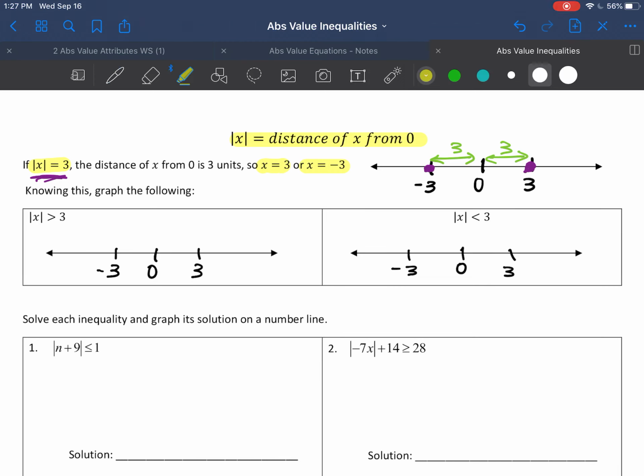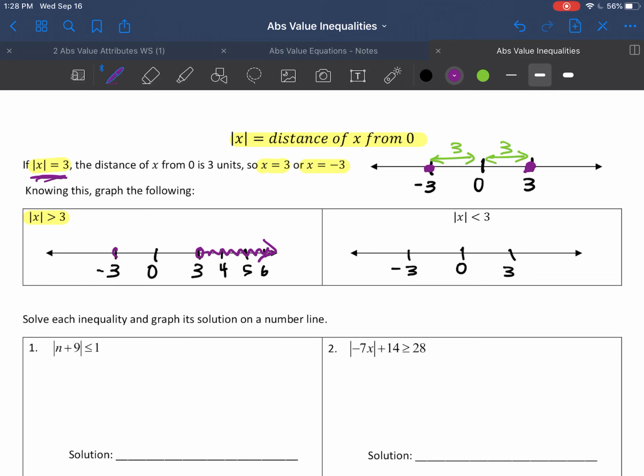All right, so for this inequality, it says the absolute value of x is greater than 3. That means the distance from 0 is greater than 3. That means a solution to this could be 4, it could be 5, it could be 6. All of these values that are greater than 3 have a distance greater than 3. And so as long as we don't equal 3, we can have any of these numbers bigger. 3.5 is greater than 3 away from 0, all of them.